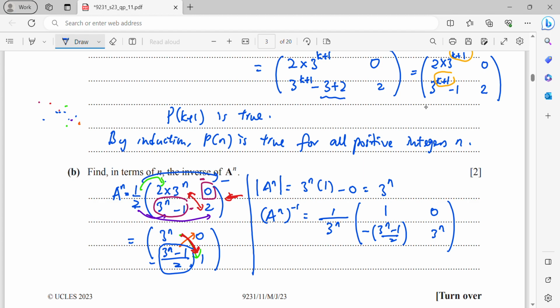Then for the final answer, you can just simplify. 1 over 3 power n will be 3 power negative n. And then 1, 0 for the first row. Then for the second row, the over 2 can be factorized out, and the minus you can bring in. So I will get half of 1 minus 3 power n, and then the other one is 3 power n. This is our A inverse, the A^n inverse. Alright.